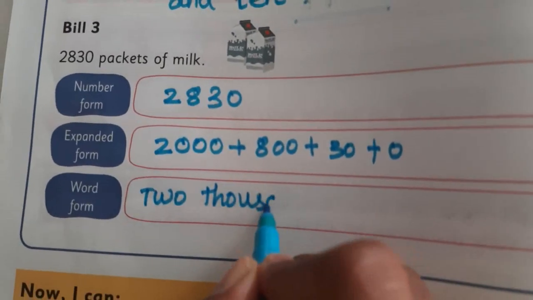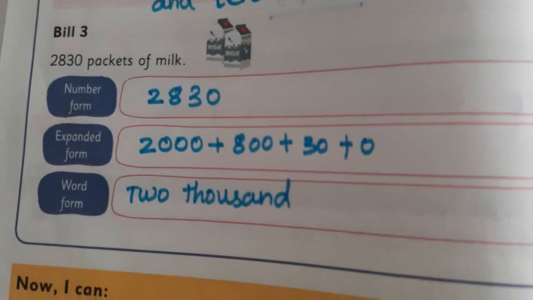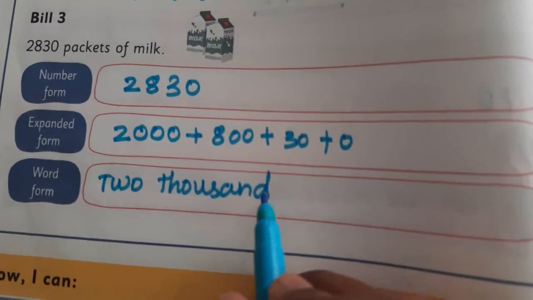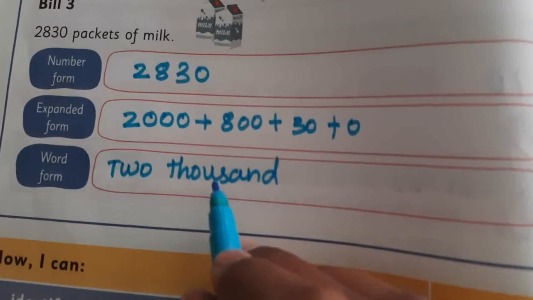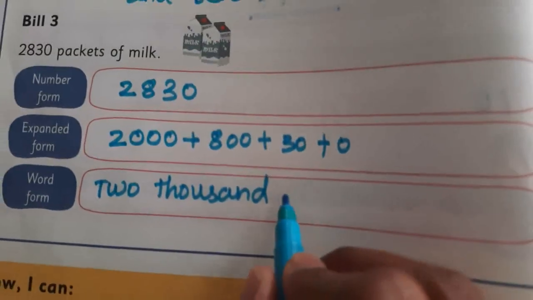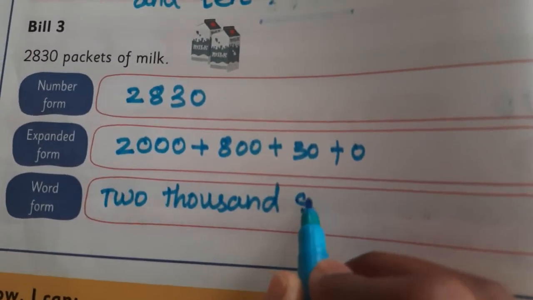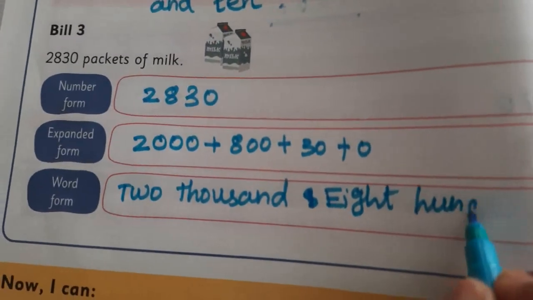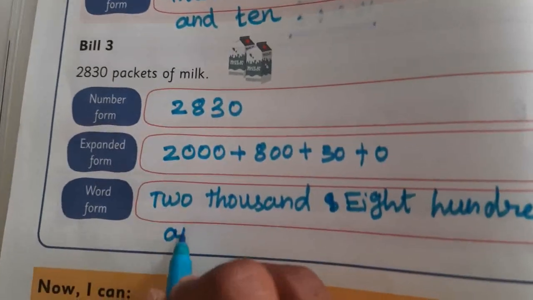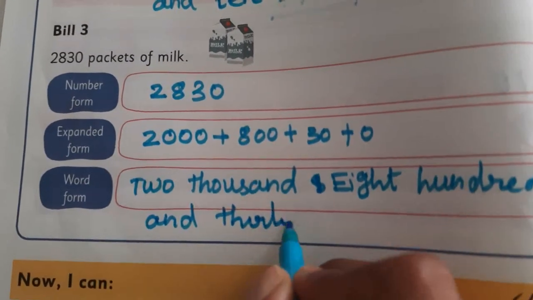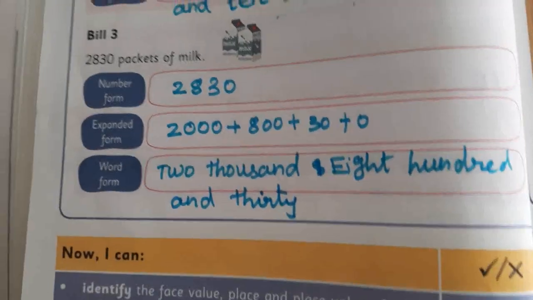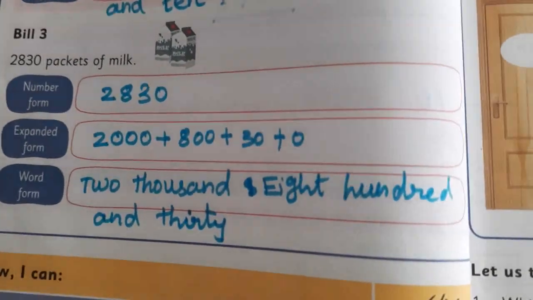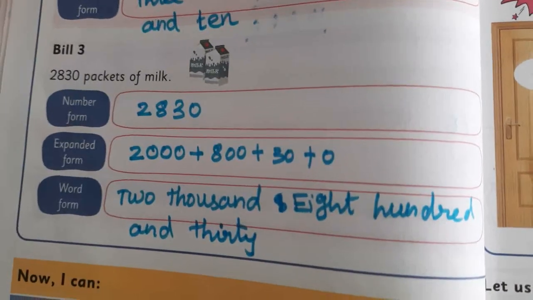2000. So while you have to write the word form, at that time you should be careful about the spelling. You should concentrate on the spelling of places. 1000, THOUSAND, 1000. Okay, next one 800. While you write the number in word form, you should concentrate on the spelling of that number and places. Thousands, hundreds, 30. You should concentrate on spelling.